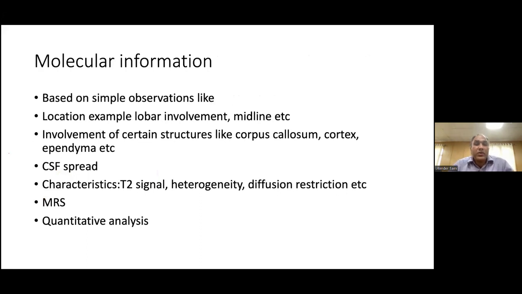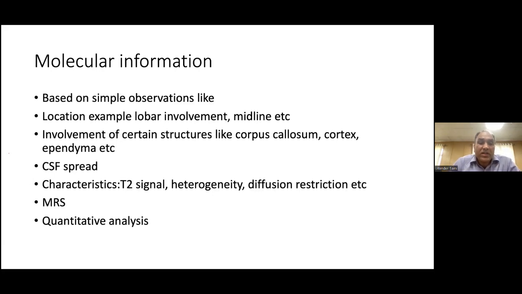But molecular information, can we capture that? Yes, we can capture that information based on some simple observations or more complex observations. For example, if the lesion is located in the frontal lobe, it is likely to be an IDH mutant tumor. If a lesion is located in the midline involving the thalamus or pons region, it is likely to be a midline glioma, which is characterized by the H3K27M histone mutations.